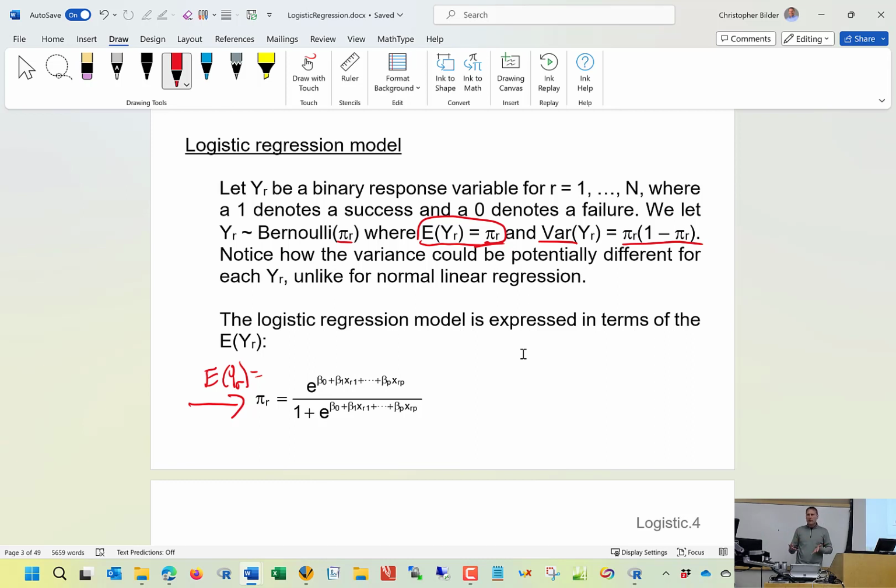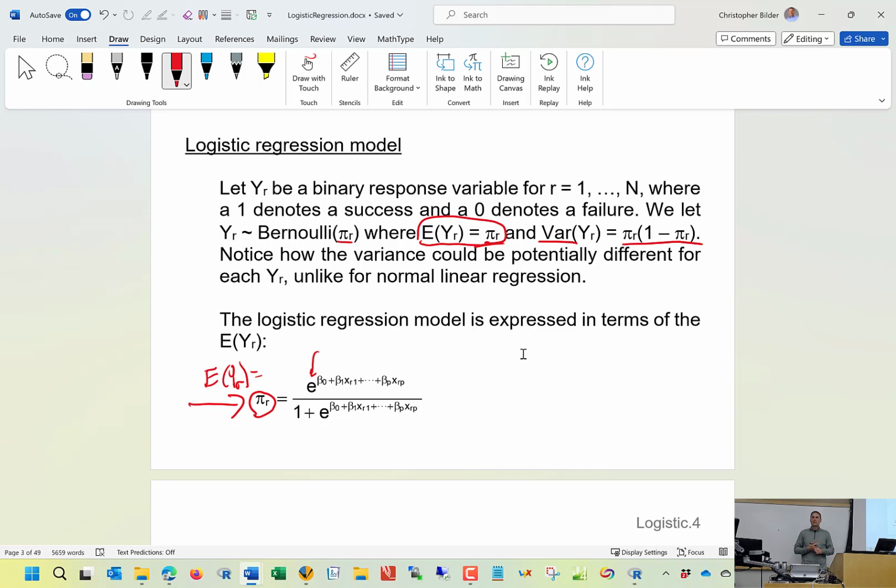So if you haven't seen a logistic regression model before, this might look weird. You might think, geez, that's kind of a weird transformation that we have here. Well, why is this transformation used? This pi has to be between 0 and 1 because it's a probability.